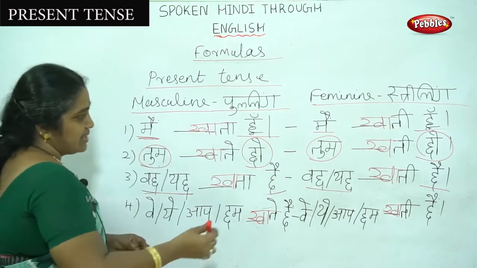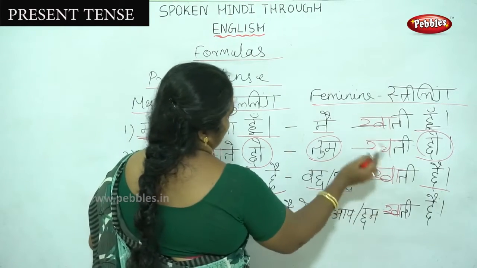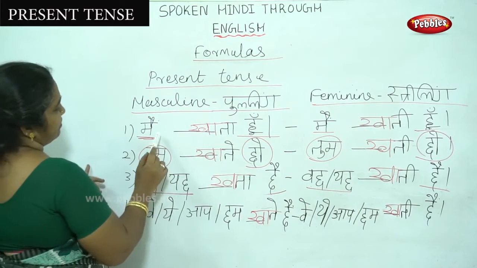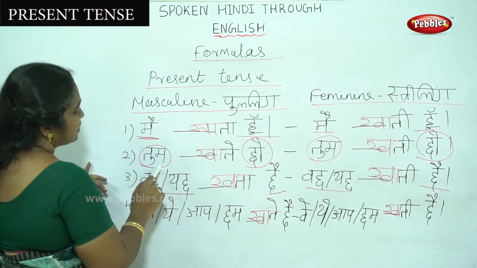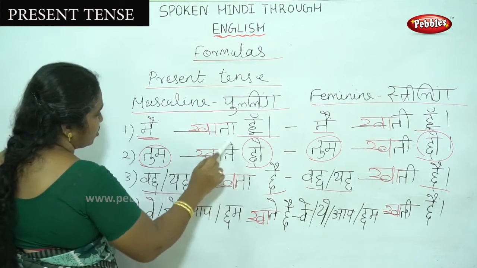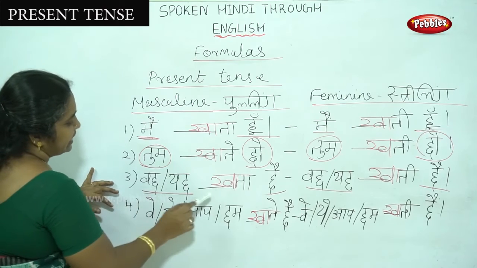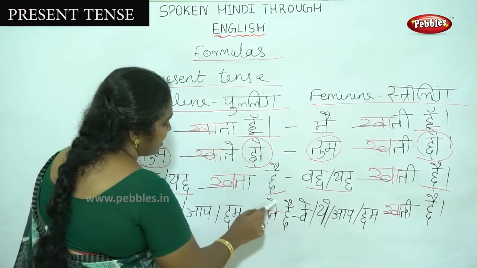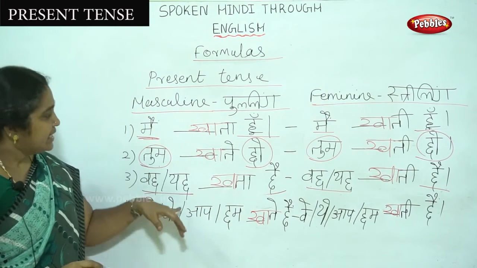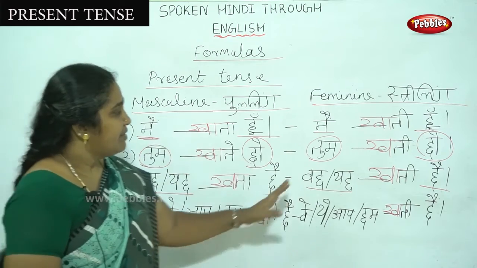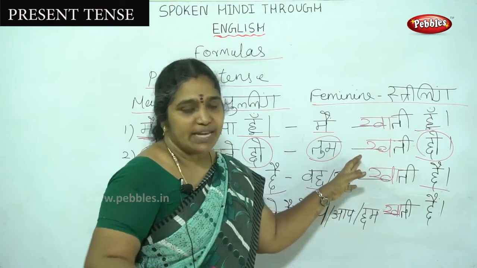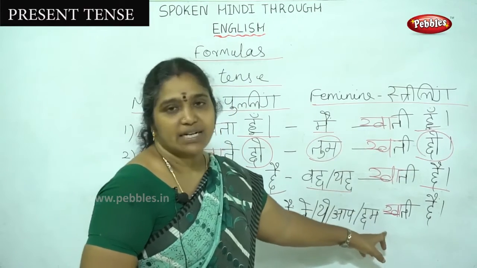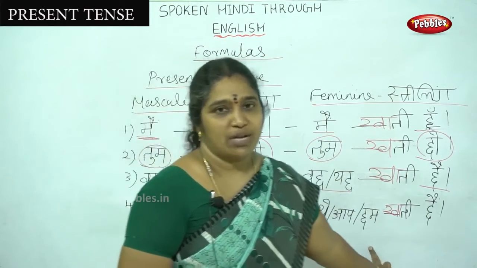Similarly, see here there is no difference: खाती, खाती, खाती, खाती. Here we can see for मैं खाता, then तुम खाते. We have to note that खाते. Here also वह, यह, it is खाता. Then वे, ये, आप, हम, we have to use खाते. These are the differences for masculine. In feminine we don't have any difference in the verb. Similar verbs occur for singular and plural.